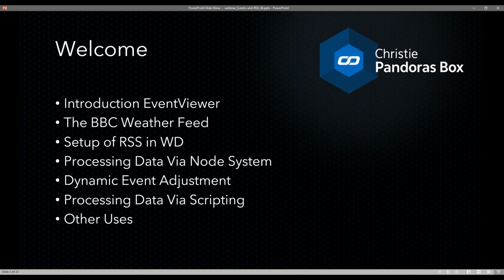Okay, what do we have to expect from today's webinar? First of all, I'm going to show you the event viewer, which is the tool that we're going to use for scheduling events. What we want to do is read out the times of sunset and sunrise from the BBC Weather RSS feed and set up a routine in Widget Designer to process the data we receive and then put that all in the event viewer, have our dynamic events created, and all of that should happen once a day, completely without you having to interfere.